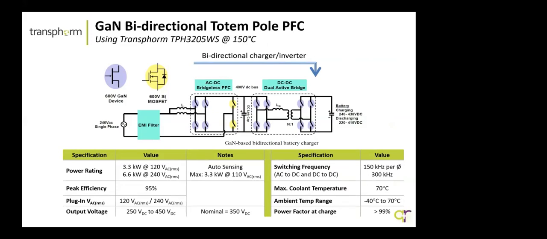And this is charging a battery of a voltage of 250 to 450 volt DC, typically in a nominal range of 350 volts. So you've got the AC to DC bridgeless totem pole PFC, which is where GaN offers its highest value, in a design running at 150 kilohertz per phase, and then the DC to DC dual active bridge running at 300 kilohertz.